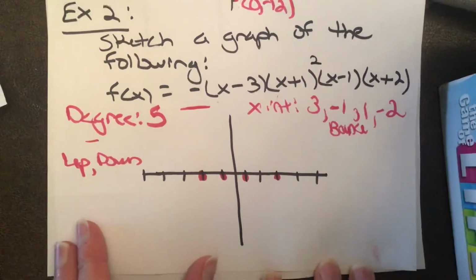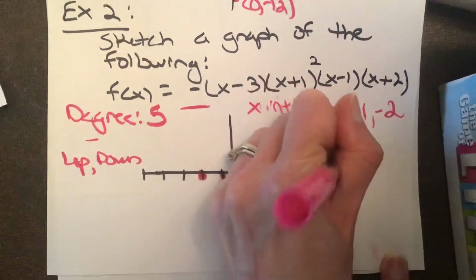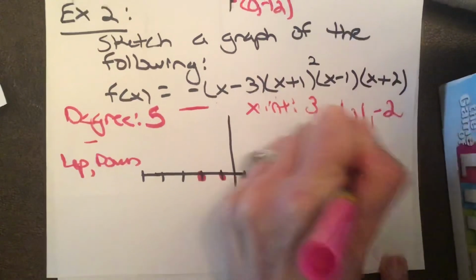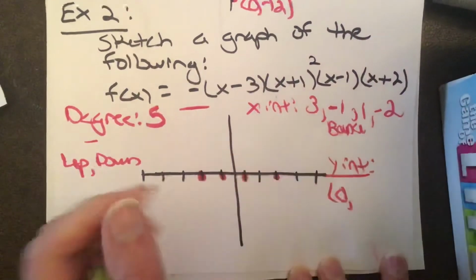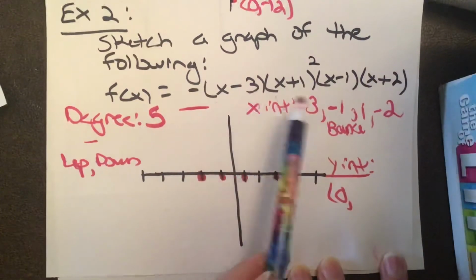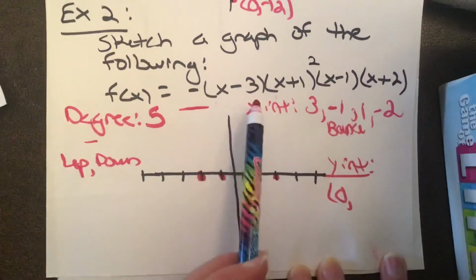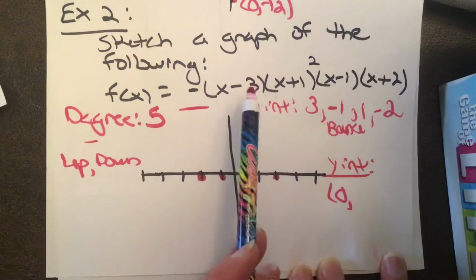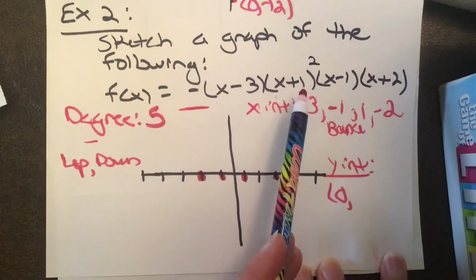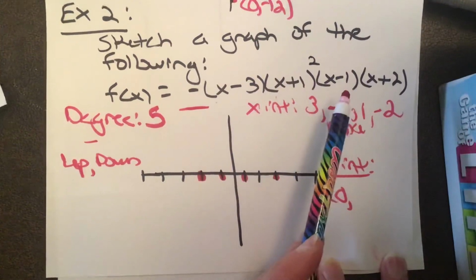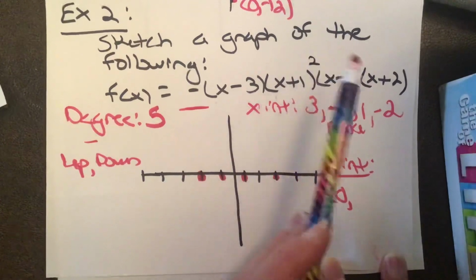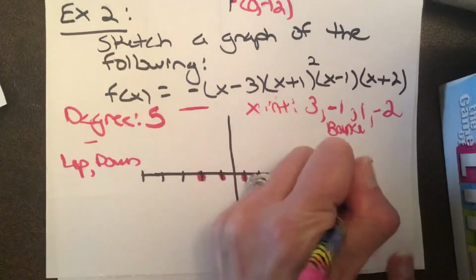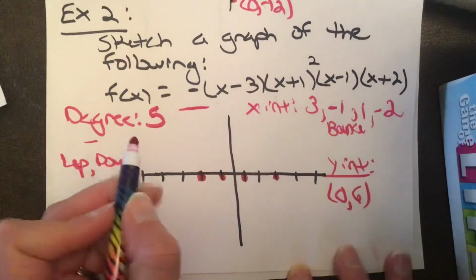And then the only other thing I need to account for is the y-intercept. For the y-intercept, just plug in 0 for x. So it basically just winds up being all the numbers multiplied together. So this would be negative 3, and this would be 1 squared. 1 squared is 1. So negative 3 times 1 is negative 3, times negative 1 is 3, times 2 is 6. So I know my y-intercept is at 0, 6.